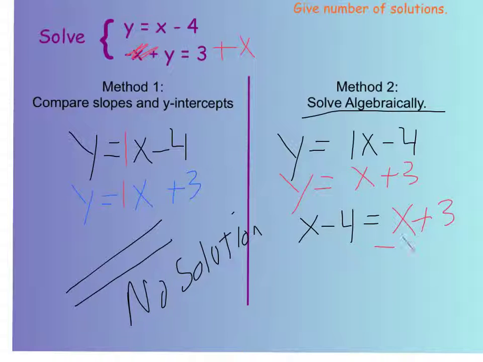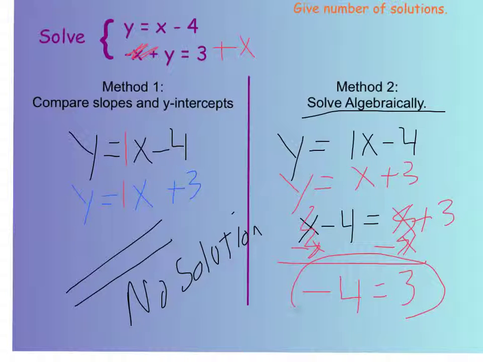When I minus x here and I minus x here, it cancels, and look at what's left. We've learned this before. What's left is -4 equals 3. Is that a true statement? No, it's not. And because it's not a true statement, we say no solution. So two ways to discover that this is no solution.